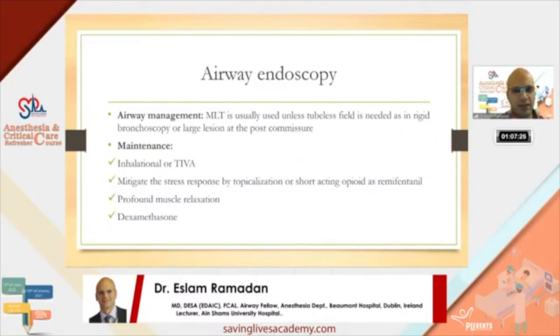So for the anesthetic management for airway endoscopy, as we said, usually we are using the MLT unless a tubeless field is required, like in rigid bronchoscopy or tumor in the posterior commissure. Again, you can start maintenance either inhalational or TIVA. We can mitigate the stress response by topicalization and a short-acting opioid, as we said, remifentanil. Profound muscle relaxation is very important. No chance for the patient to cough or move during rigid bronchoscopy in the trachea or in the larynx. Dexamethasone to decrease the postoperative edema.